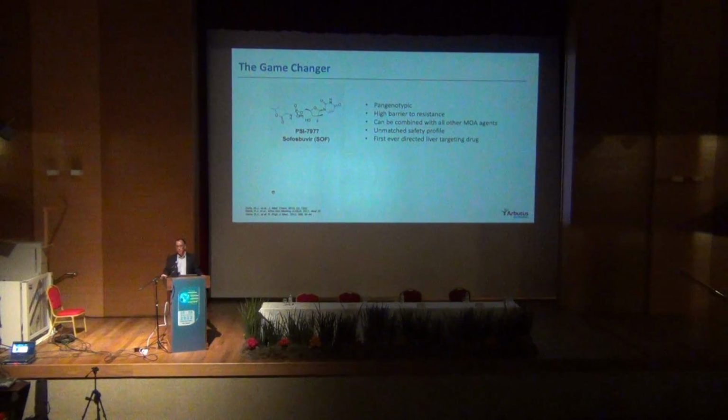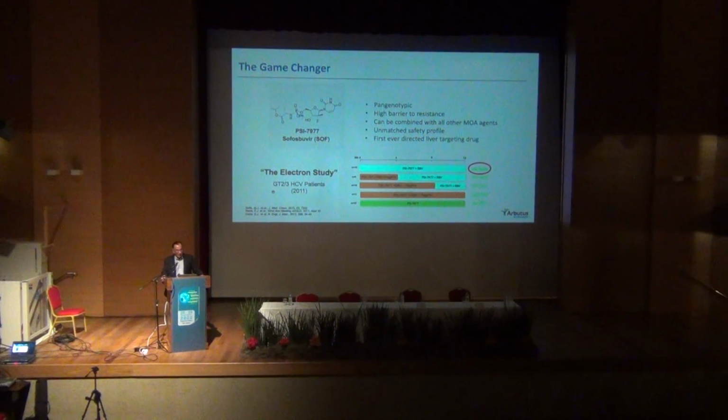This was one of the things that really surprised us most about this molecule, the safety profile. We could give grams of this drug to animals and saw no safety issues. And in fact, there's never been a safety issue observed in the clinic or in patients now more than 10 years on after the drug has been launched. It was also the first ever directed liver-targeting prodrug that was developed.